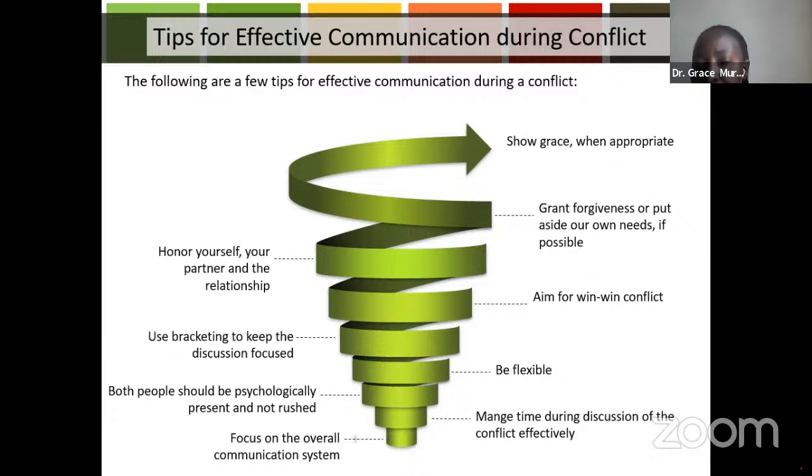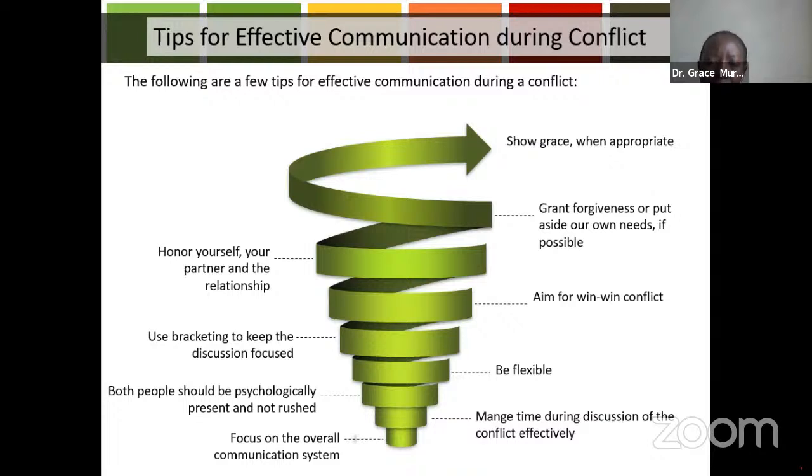Okay, be flexible. What does this mean? Don't be the kind of person who says it's my way or no other way. Learn to listen to other people's views. Aim for a win-win result. We said that. Grant forgiveness. It's good. Show grace when appropriate, not always. When appropriate, show grace. Be kind. Remember the grid: there has to be concern for people and concern for results. So somehow you also have to be concerned about people.